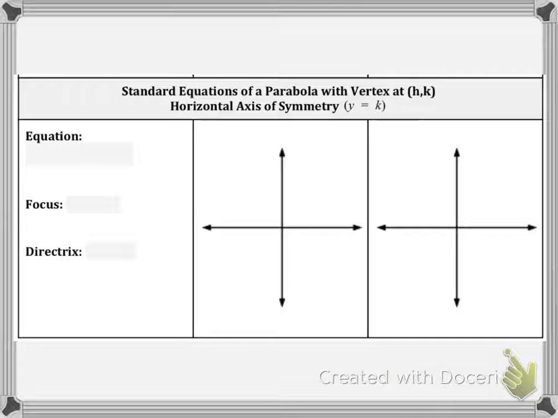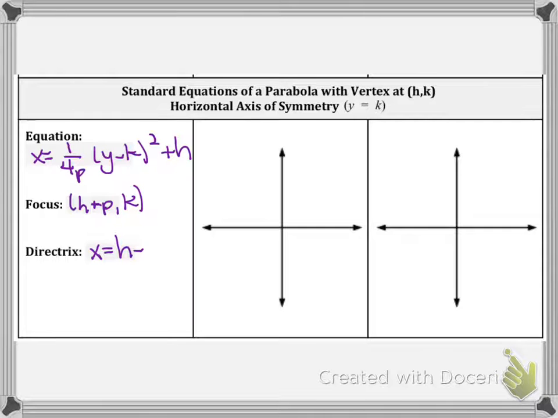So let's take a look at sideways parabolas. So this equation is similar to the previous equation. So this is now x equals 1 over 4p times (y minus k) squared plus h. So notice that the x and the y are switched, and also the k and the h are switched. And now our focus is at (h plus p, k), and the directrix is x equals h minus p. Our axis of symmetry is y equals k.